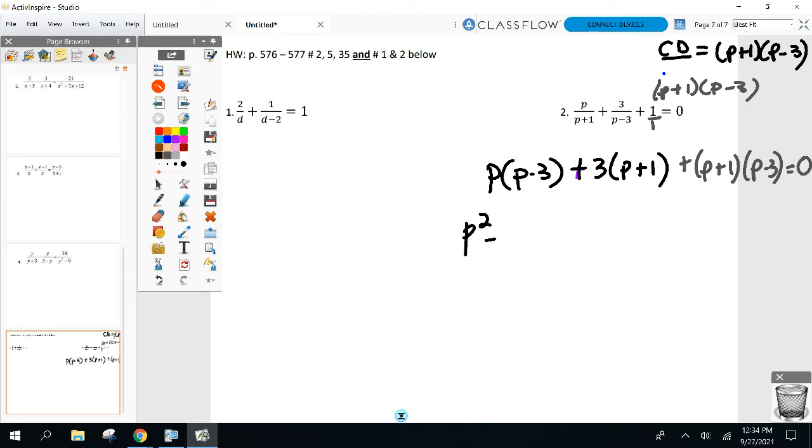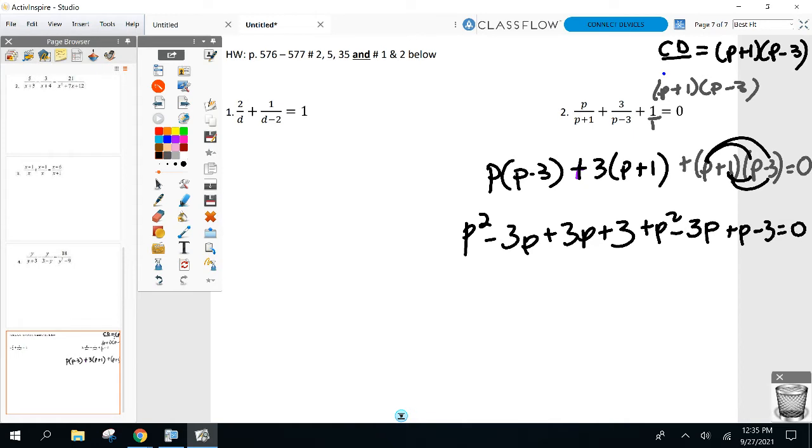P squared minus 3p plus 3p plus 3. No issues there, right? Just plain distribution. All right, help me. Ready? P times p is p squared. P times negative 3 is negative 3p. Now what do I have to distribute? 1 plus 1p minus 3 equals 0. There we go.